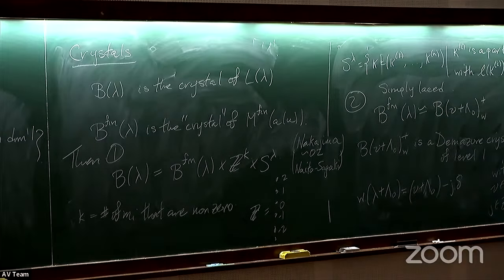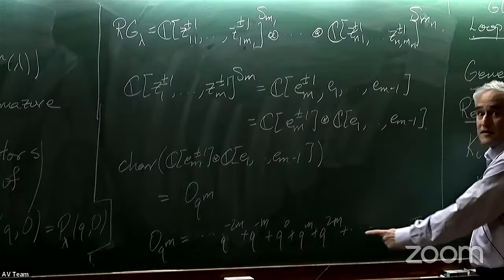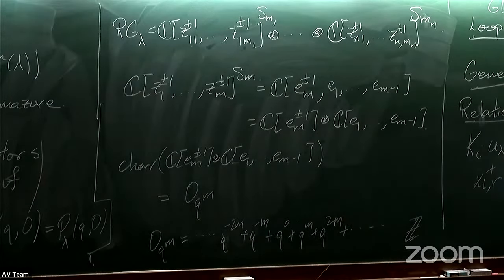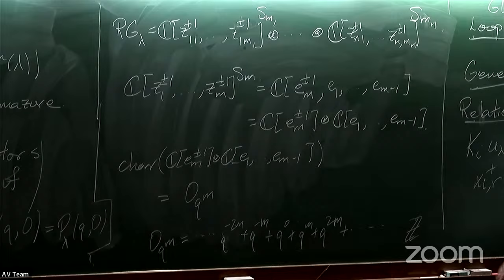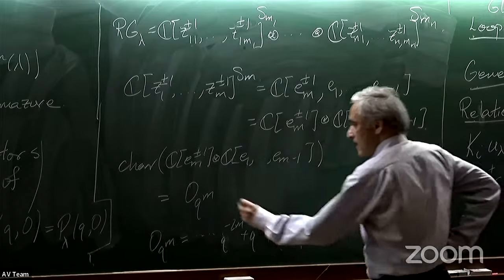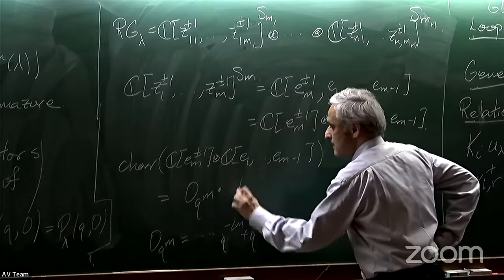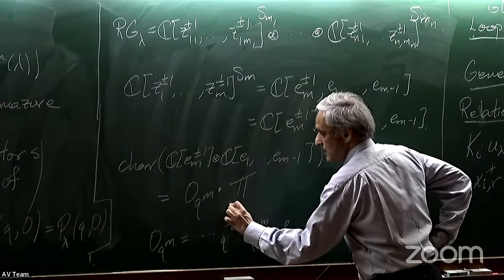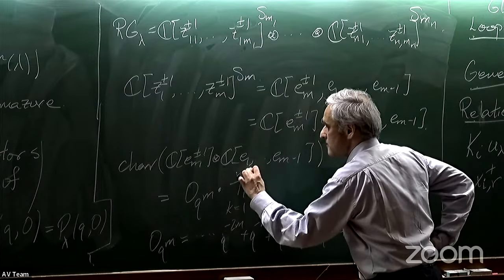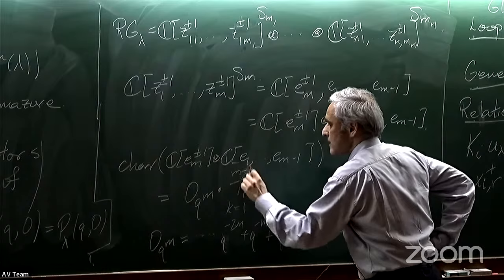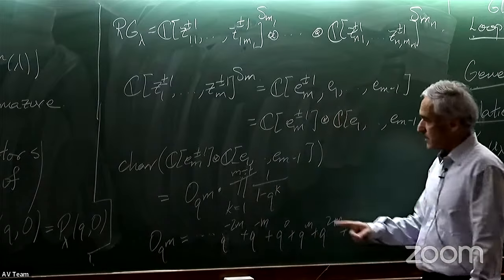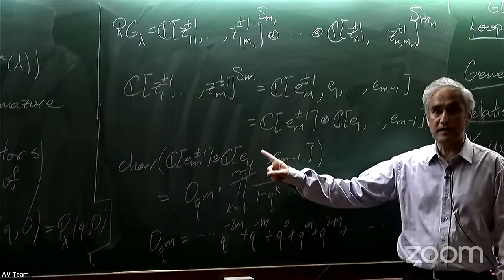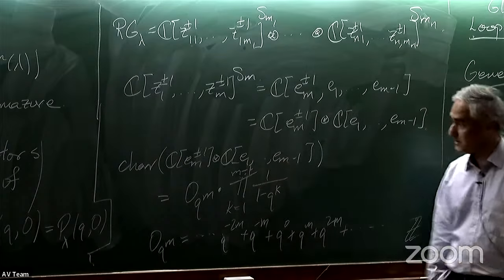In character form, it's this series, which if you want to do it properly, you do it the way An did it, as a delta function. And this part is the product, k going from 1 to m minus 1, of 1 over 1 minus q to the k. Because this E1 has degree 1, E2 has degree 2, and so on.